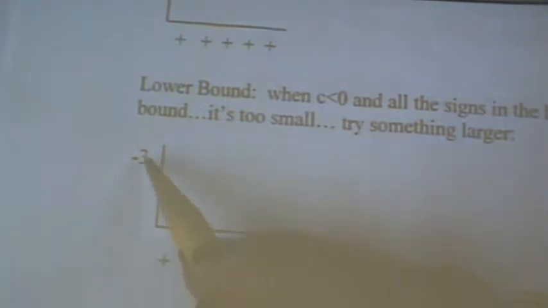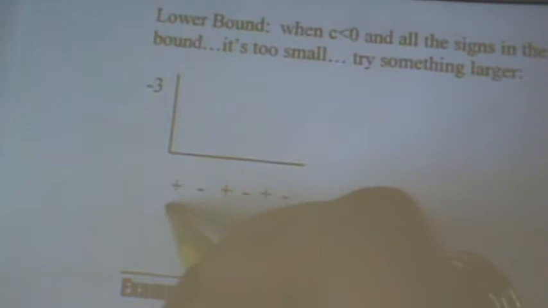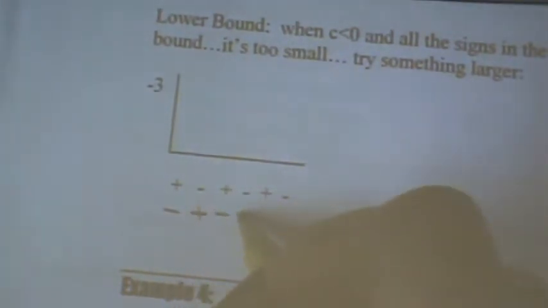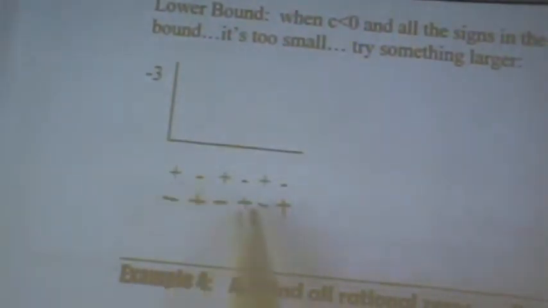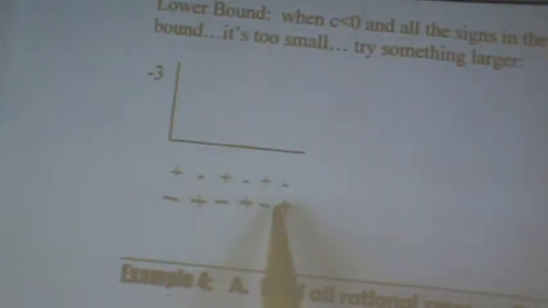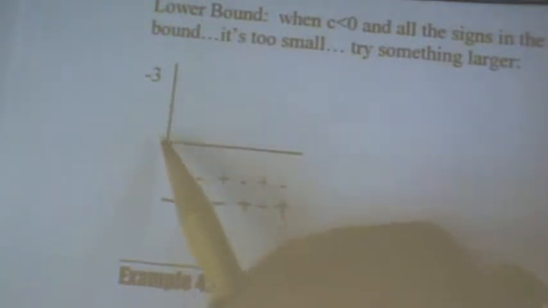Now, what if you test a negative number? If you see this checkerboard, the alternating signs, it can be positive, negative, positive, negative, positive, negative, or it could be negative, positive, negative, positive, negative, like that. If you test a negative number and you get these opposite signs at the bottom when you're doing synthetic division, that number is a lower bound. It's too small. Go the other way. So don't try numbers like negative 5, negative 6, negative 7. Go the other way. Go bigger. So these are little hints for you if you see that.